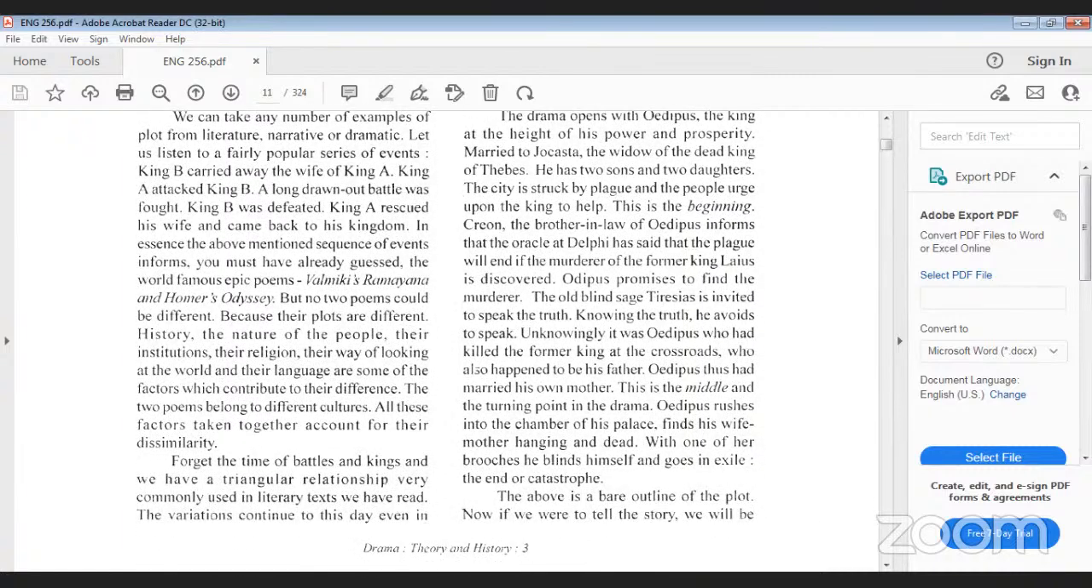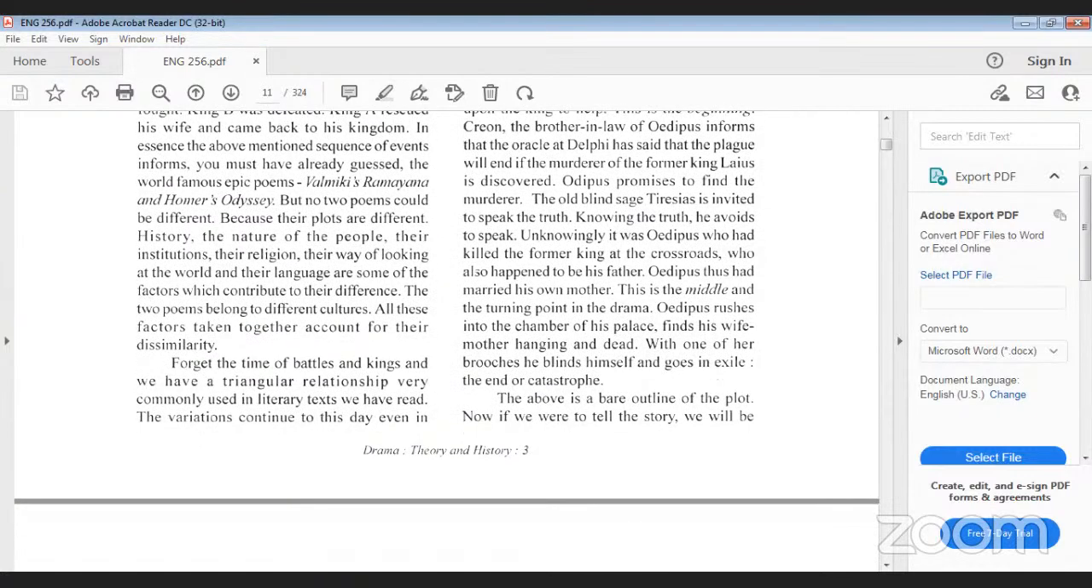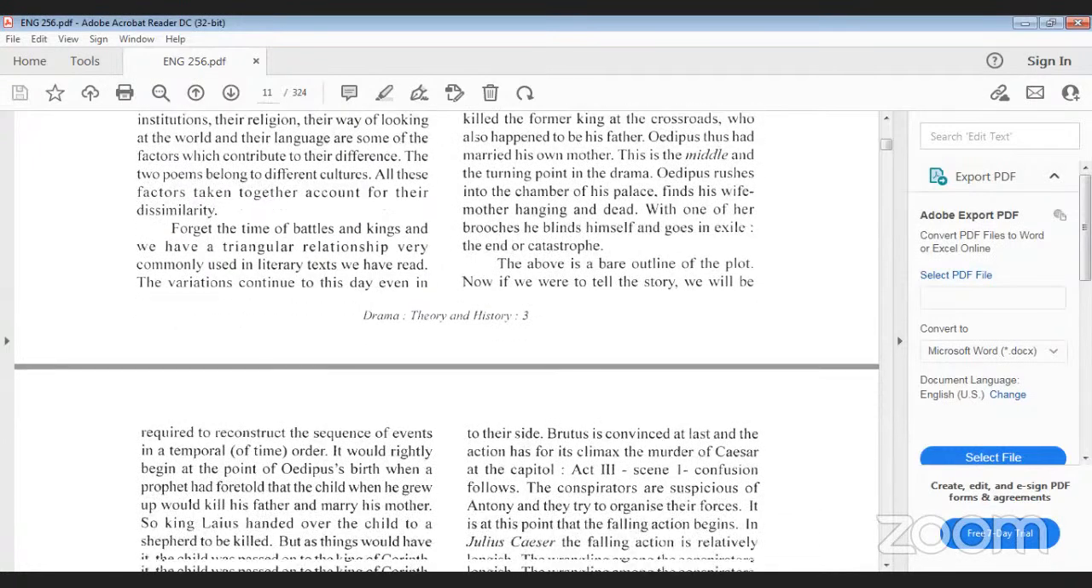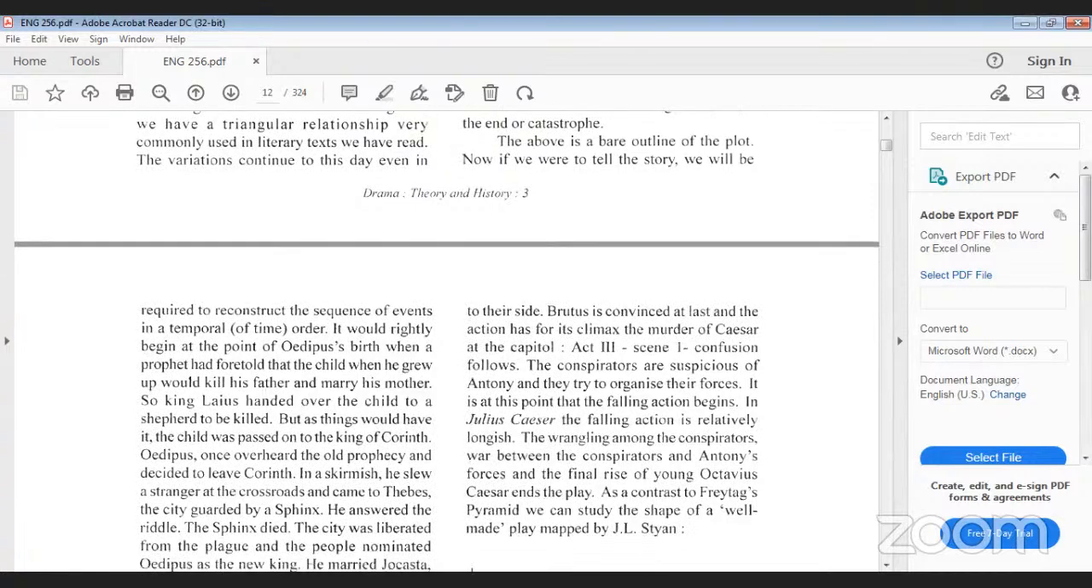This is the middle and the turning point in the drama. Oedipus rushes into the chamber of his palace, finds his wife, his mother, hanging and dead. He blinds himself with one of her brooches and goes into exile, an end or catastrophe. The above is a bare outline of the plot. Now, if we were to tell the story, we would be required to reconstruct the sequence of events in temporal or time order.